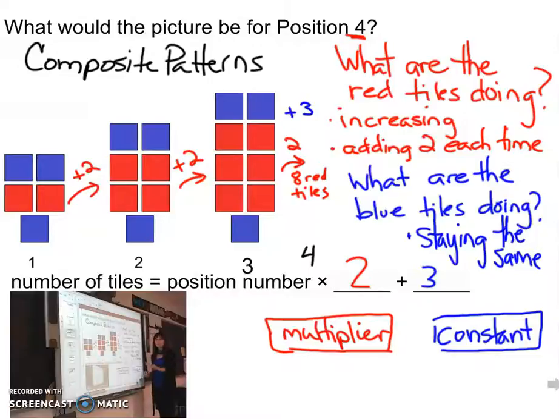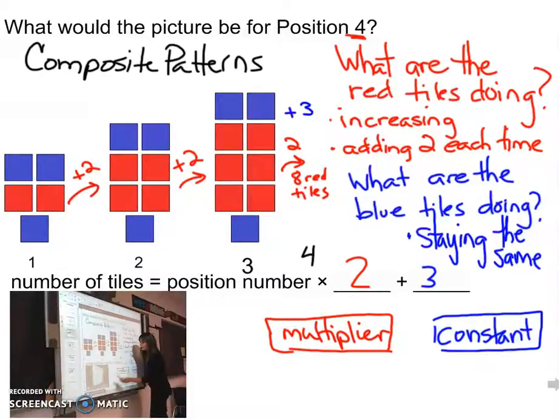What I don't want you to do is continue to draw. I want you to find a way to use your number pattern to find larger values, different position numbers, such as 100. So you can use your pattern rule to find position 100, because it would be silly of me to ask you to draw all those tiles out.